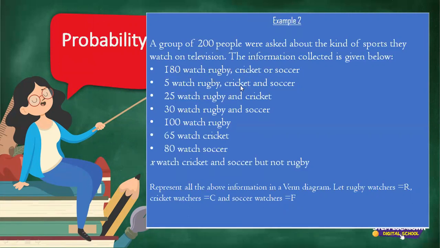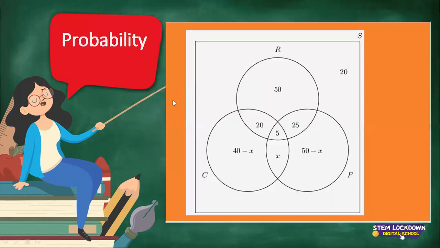They will be just outside the bracket. And then the three circles, we intersect because some people watch more than one type of sport. Some, like the 5, watch the 3 types of sports, so the 3 circles will be drawn in a way that they all intersect. We start filling from the innermost part. 5 watch the 3 games: rugby, cricket, and soccer, so 5 is the intersection of the 3 sports.